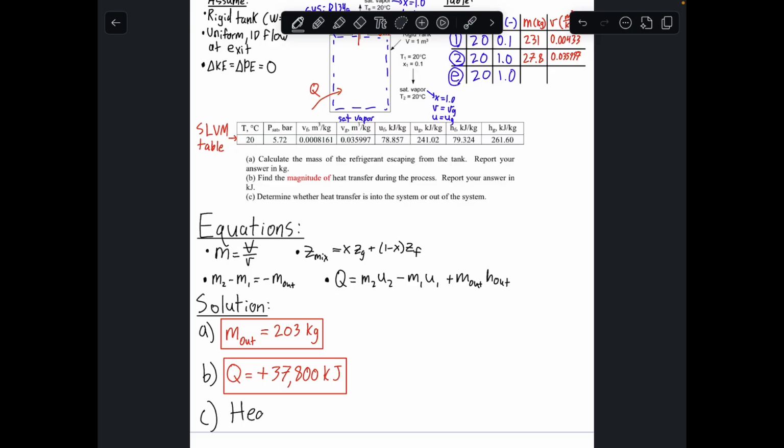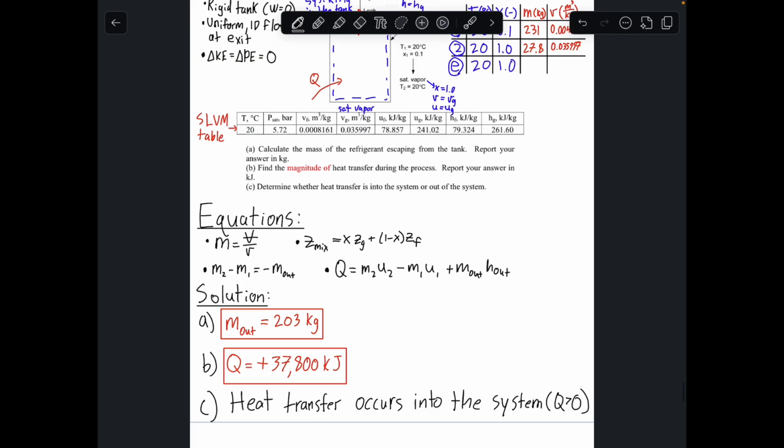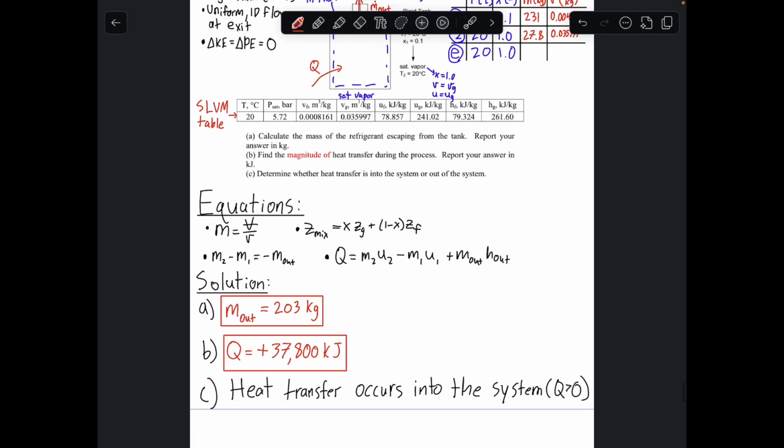So I'll write that out: heat transfer occurs into the system. And then you want to write some sort of justification. So I would just write, because Q is greater than 0 here in part B. So this is our final answer, and this is the end of this exam. The final answer here is into the system.